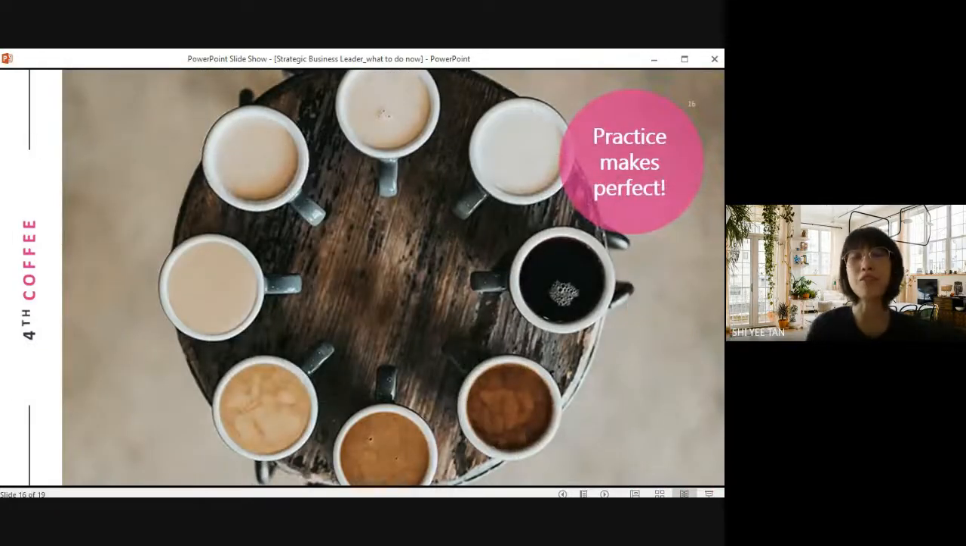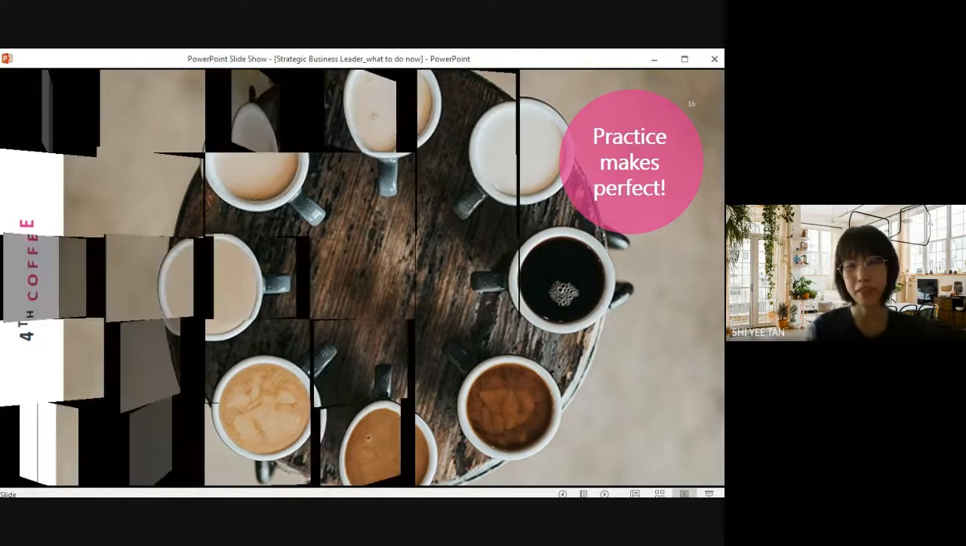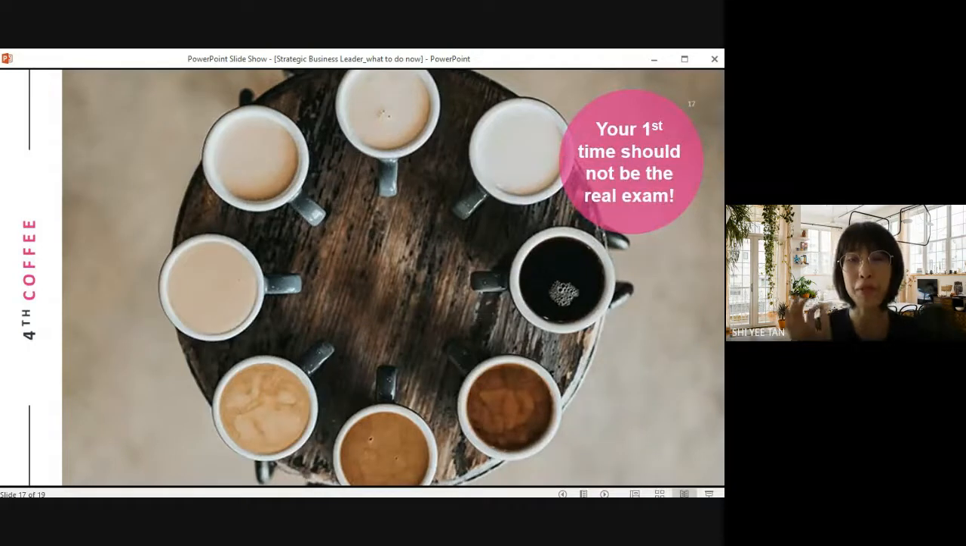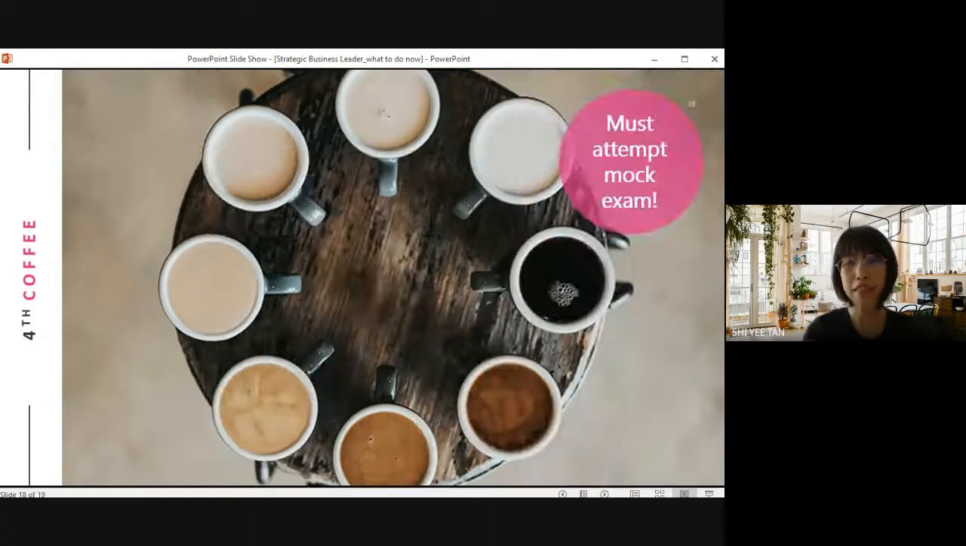Right now, there are some quotes to encourage you. Hopefully, it can encourage you. Practice makes perfect. This one never fails, I guess. Right? Practice makes perfect. All right. What else? Your first time should not be the real exam. Your first time of attempting the question by yourself should not be in the real exam. It is too late. Right? You must attempt mock exam, whether it's the mock exam that I'm going to give you during your revision phase or the mock exam that you attempt by yourself. No matter how, you must attempt mock exam.